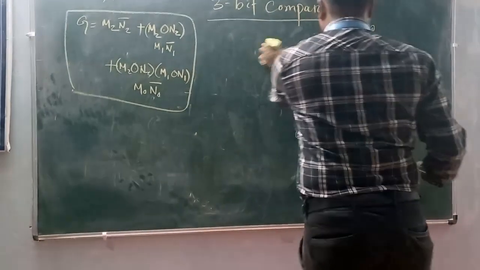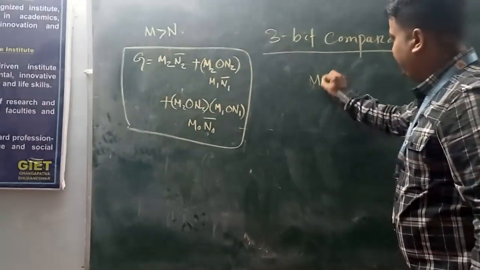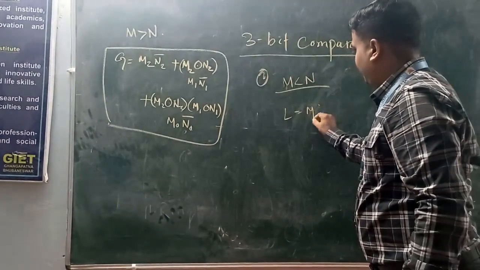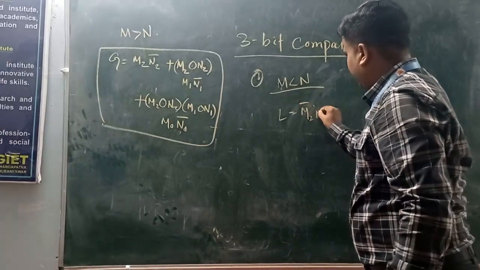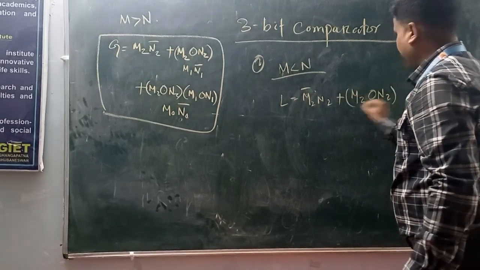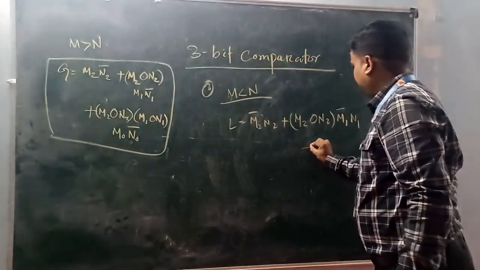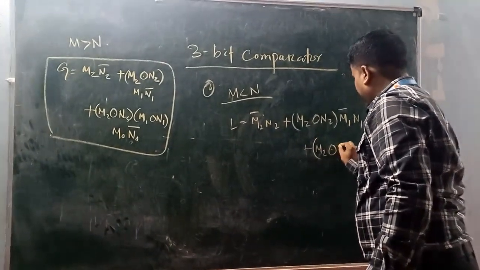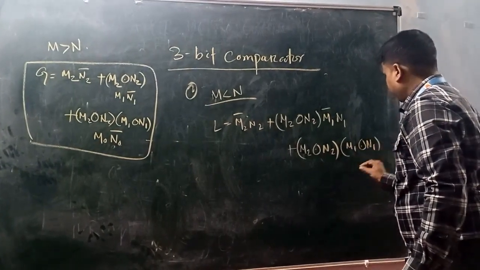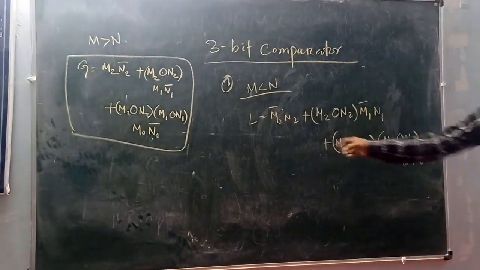Similarly, for M less than N, you can do it by yourself. For M less than N, it is just the reverse: M2 bar N2, plus M2 XNOR N2 M1 bar N1. The last condition is M2 XNOR N2, M1 XNOR N1, M0 bar N0. So this is the expression for L.